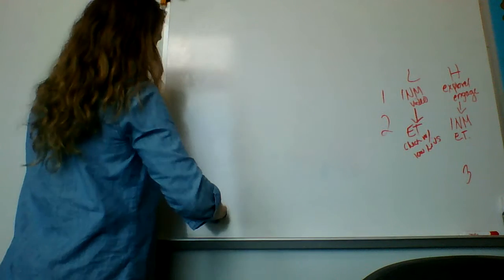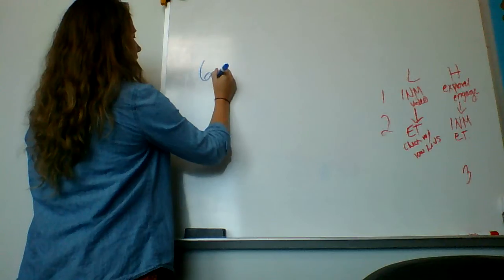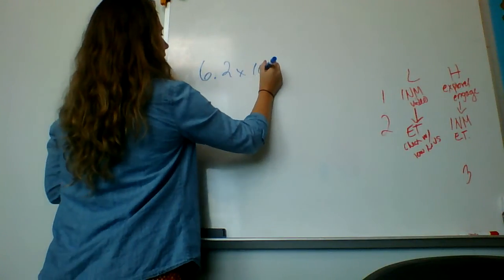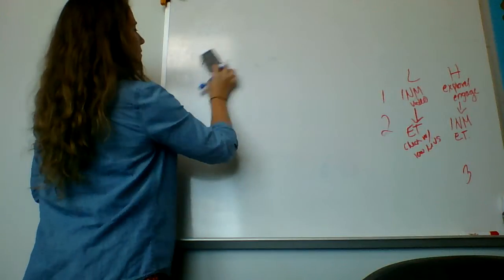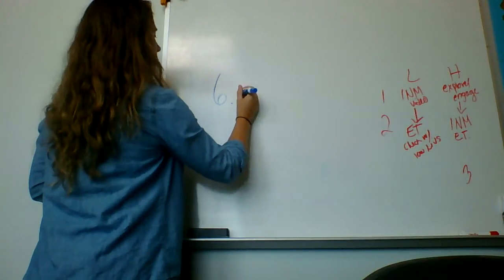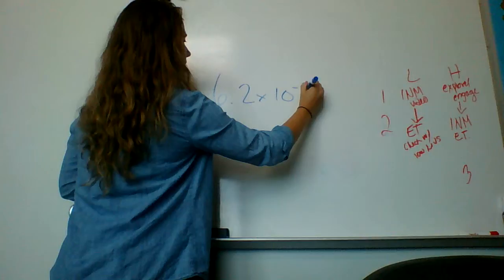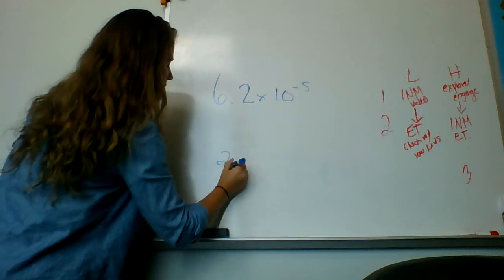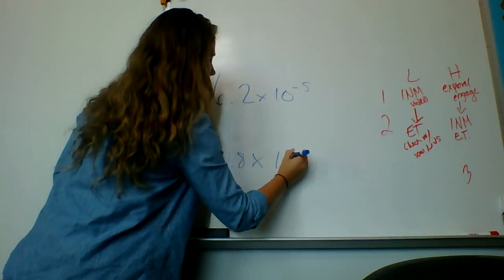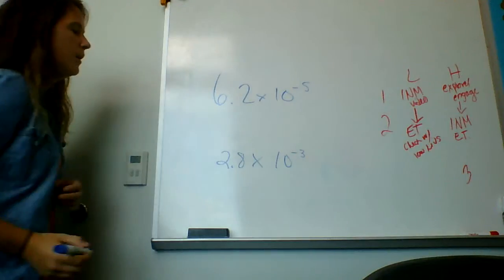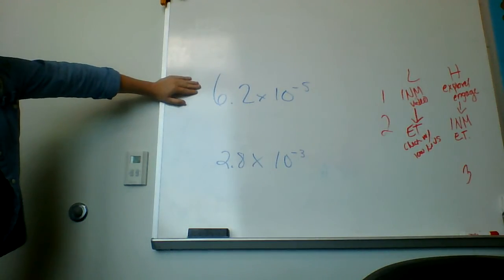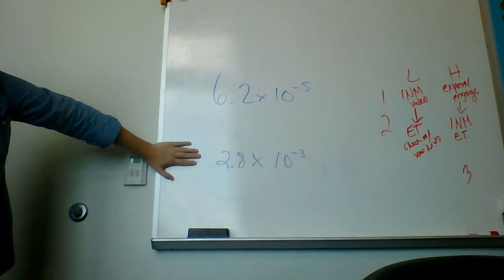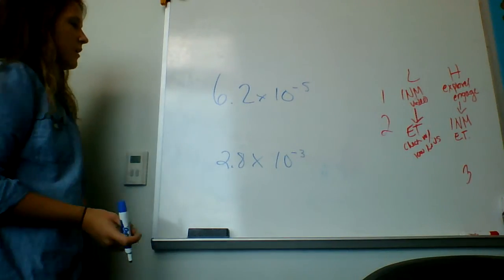Let's try one more. Let's do 6.2 times 10 to the -5th. And, I don't know if you can see that. Let me move it down a second. Times 10 to the -5th and 2.8 times 10 to the -3rd. We'll compare these. Which one do you think is bigger? The one raised to the -5th or the one raised to the -3rd? Well, let's try it out.